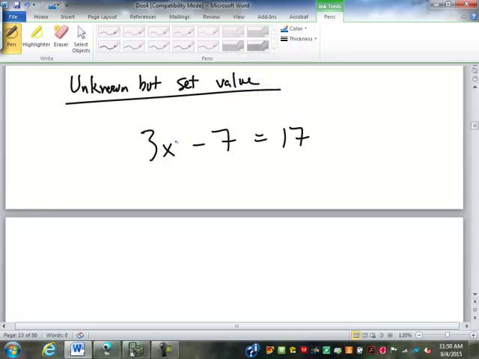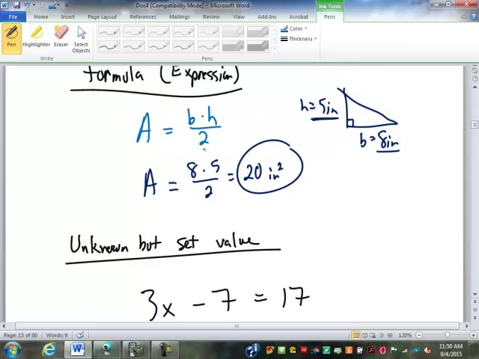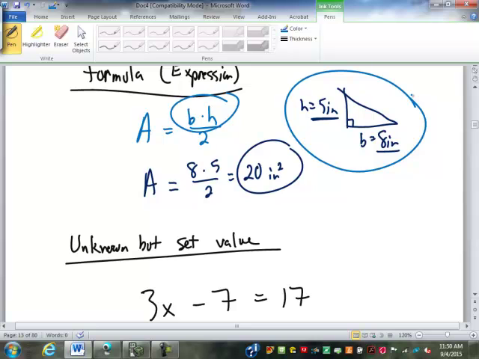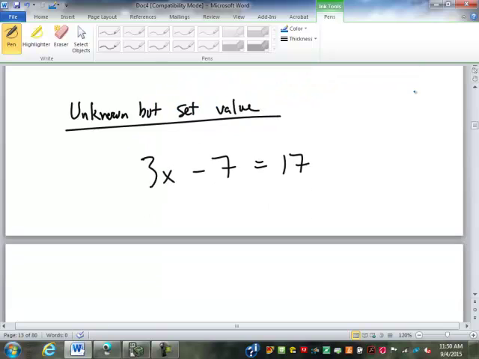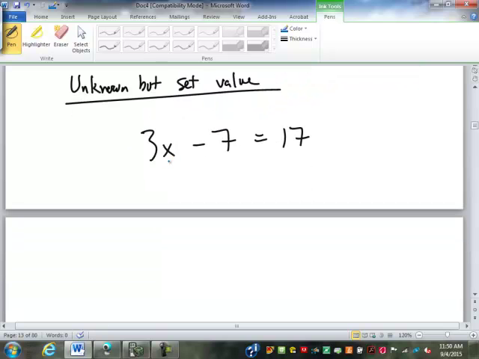In this case, it's still representing a missing number, but it cannot take on any value. Up here, B and H could take on any value depending on what triangle we drew, or almost any value. It couldn't be negative or 0 or any of those. But a large range of values. Here, this variable has exactly one value. We just don't know what it is yet, but we can figure out what it is.